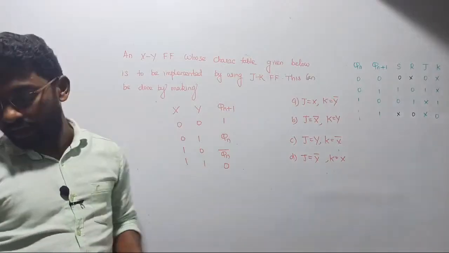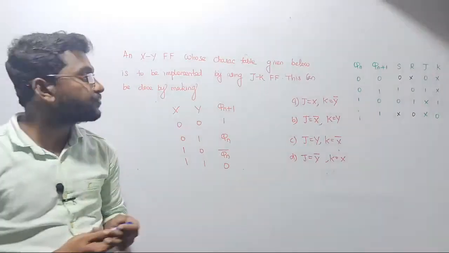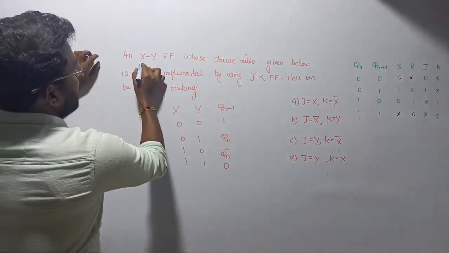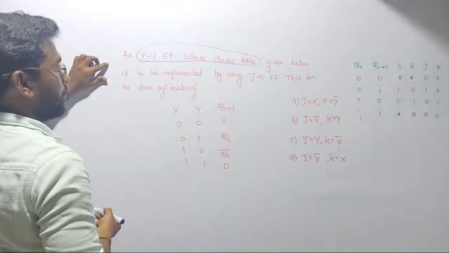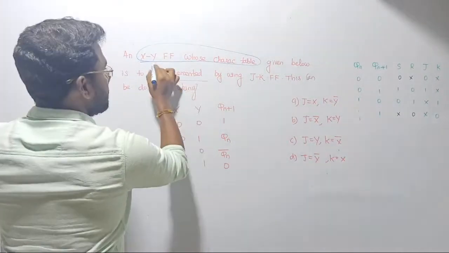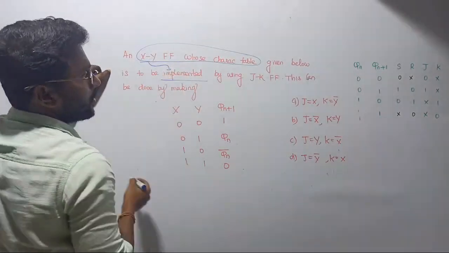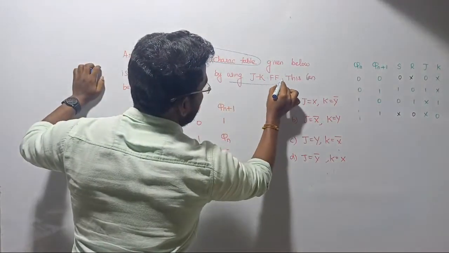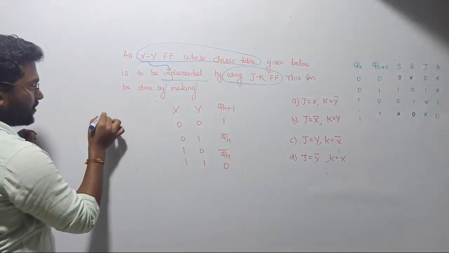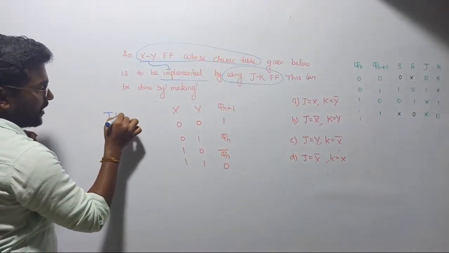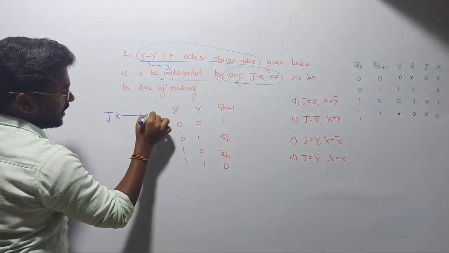Actually, what is the question here? The question is, an XY flip-flop characteristic table is given, right? Given below is to be implemented. It means we are going to implement the XY flip-flop by using which flip-flop? JK flip-flop. We are going to use JK flip-flop, right? So the conversion is, the using flip-flop is JK and the implementing flip-flop is XY.